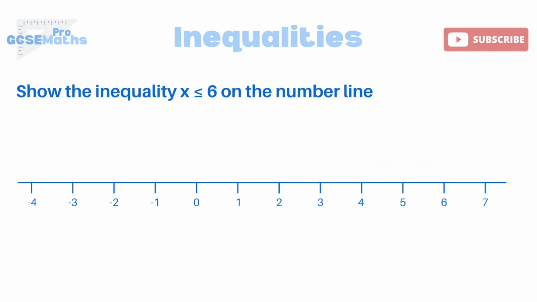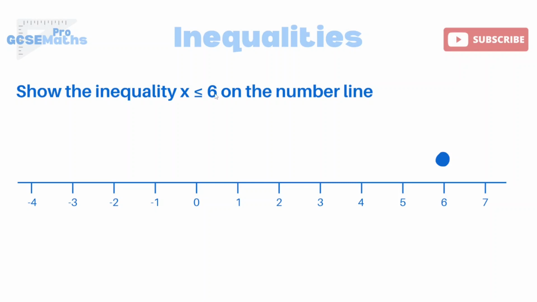Okay, show the inequality x is less than or equal to 6 on the number line. At this point, it's just the same thing again, isn't it? We're just repeating ourselves. So the number is 6. I'm going to draw my circle on 6. I'm going to colour it in because it could also be equal to 6, as you see by that symbol.